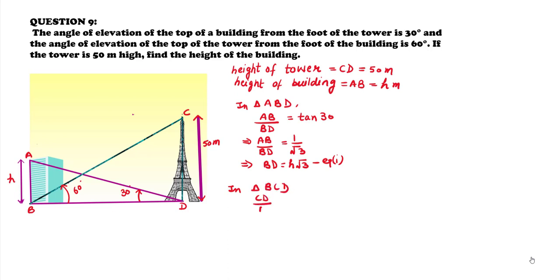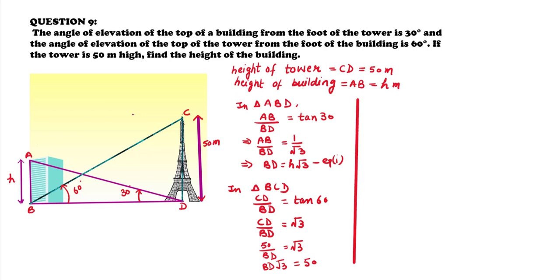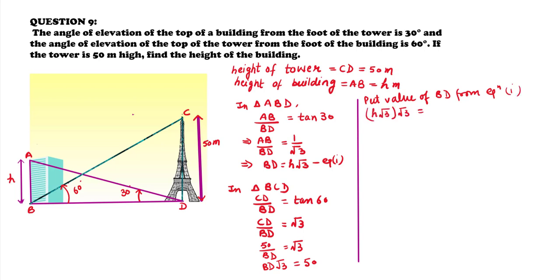In triangle BCD, we have CD upon BD is equal to tangent 60. So that implies CD upon BD is equal to root 3. And that implies 50 upon BD is equal to root 3. So BD upon root 3 is equal to 50. Now we will put the value of BD in this equation. So it becomes h upon root 3 into root 3 is equal to 50. So that is 3h is equal to 50. So h is equal to 50 upon 3, that is equal to 16 and 2 by 3.